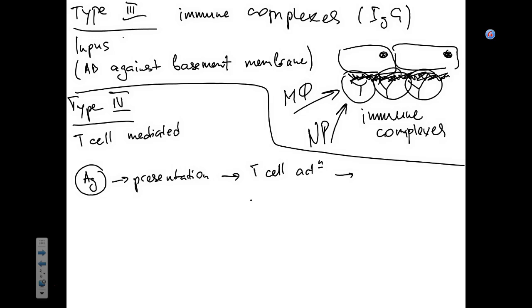What's important, you will have a set of memory T cells. Does that make sense? So how is the tuberculin test done?